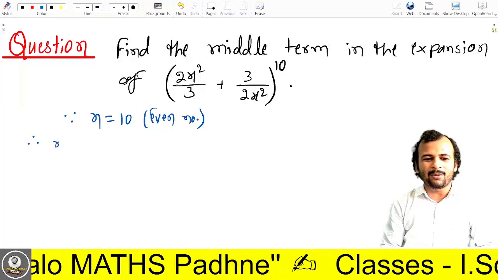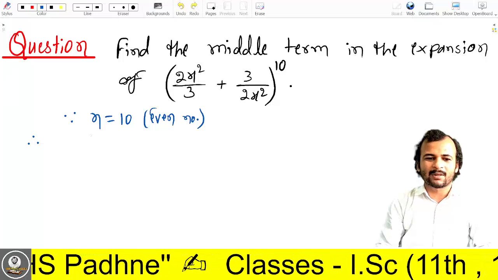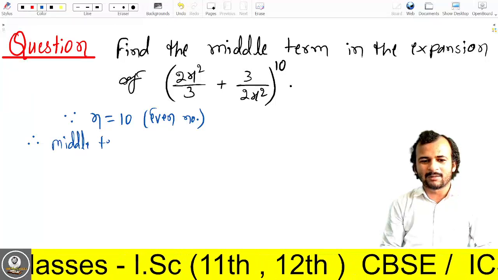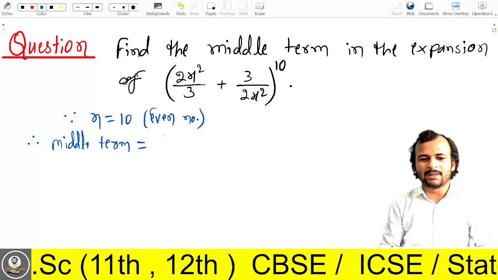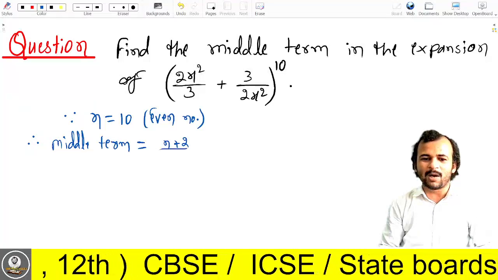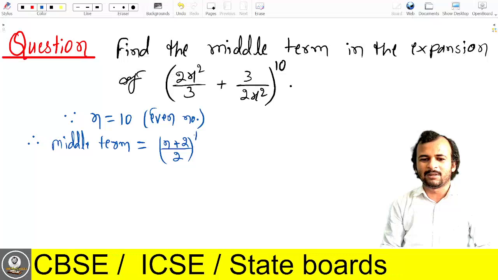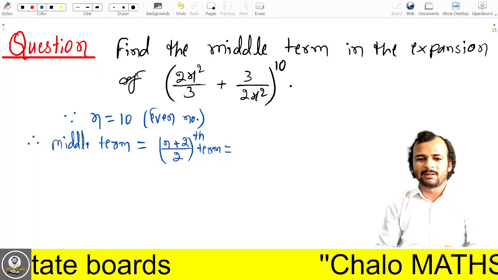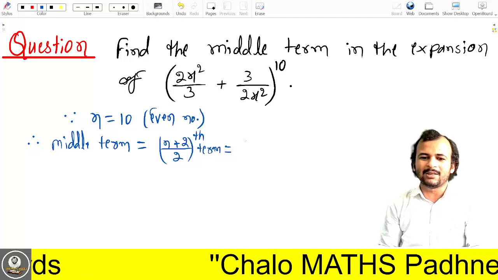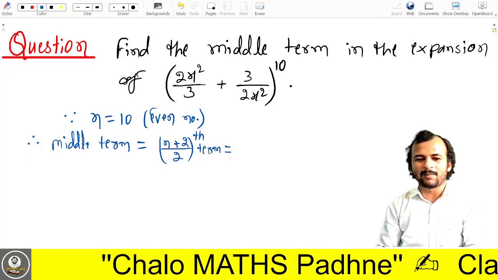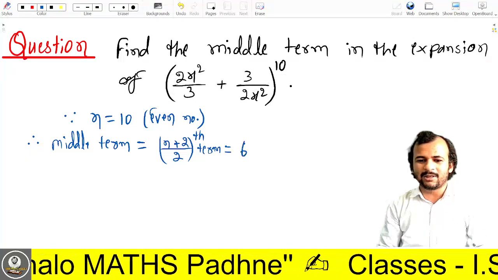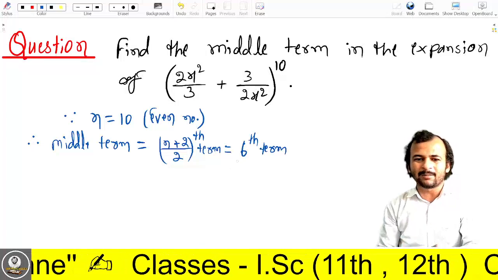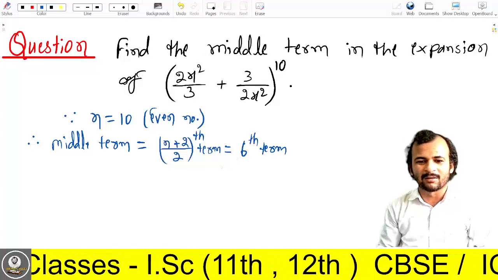Therefore, the middle term is what? Middle term is the (n plus 2)/2 th term. It means if we put n equals 10, then we get here 10 plus 2, 12 by 2, 6. Sixth term, right? The sixth term is the middle term in the expansion of the given binomial, right?